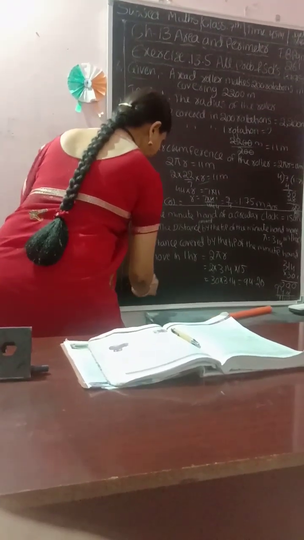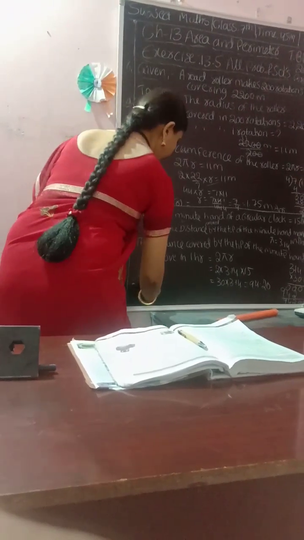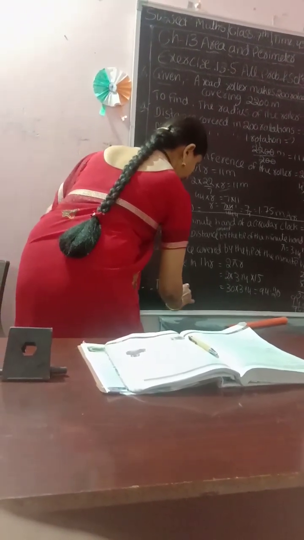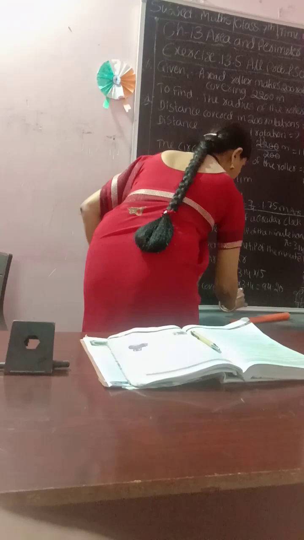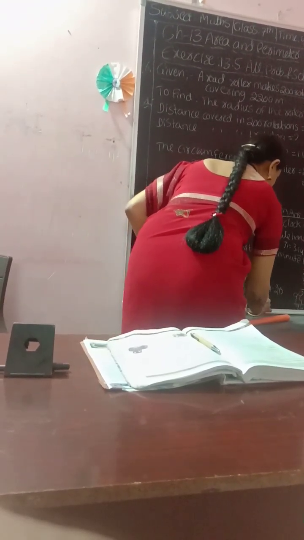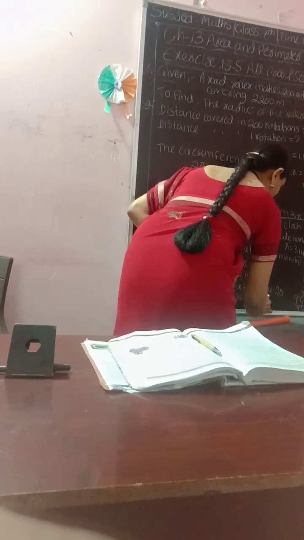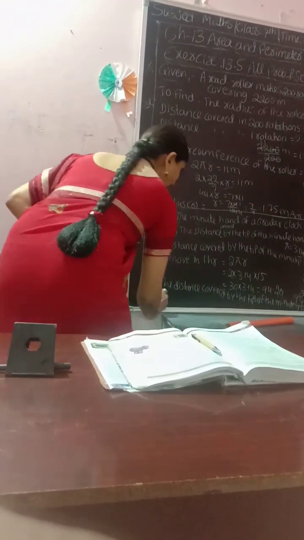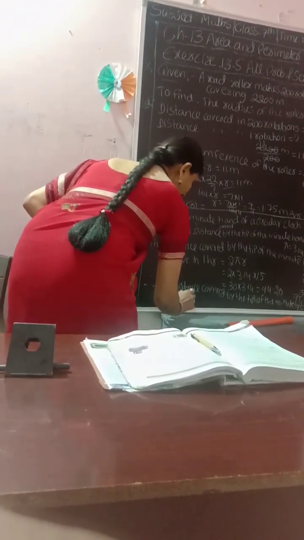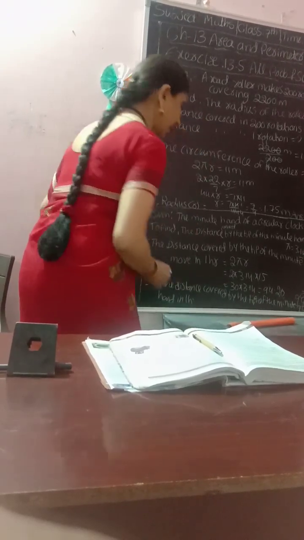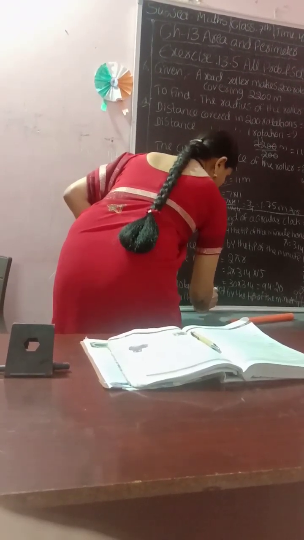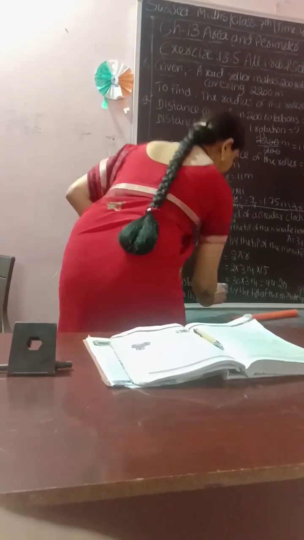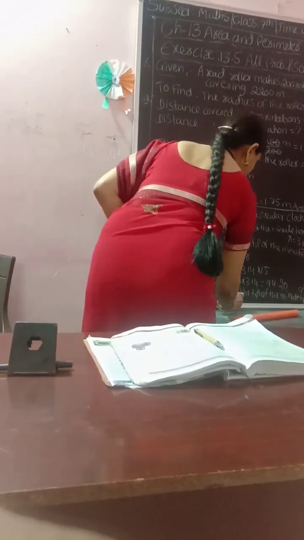Therefore, the distance covered by the tip of the minute hand in 1 hour, which is one complete rotation, is 94.20 centimeters.